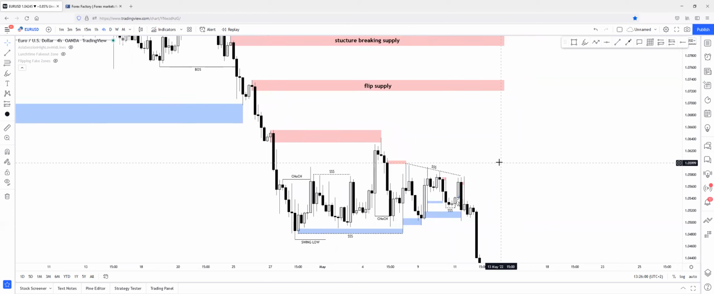Yeah, and guys, aim for confirmations mostly. Strong confirmations. That's the key.